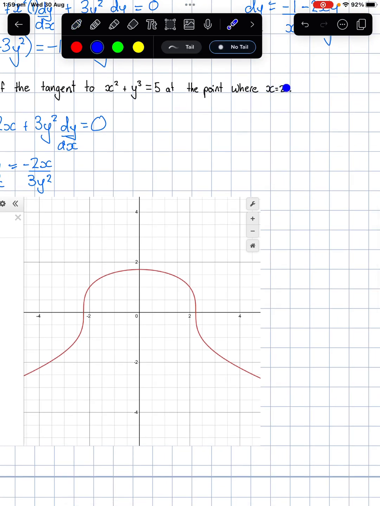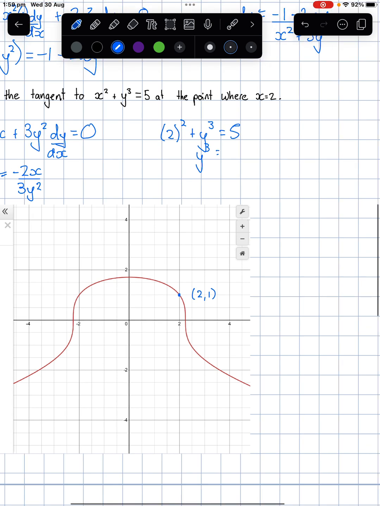This problem says at x equals 2. So we're looking here at 2, there's this value, and I can tell you it's going to be 1 just from looking at the graph. So we've got this value here of 2 and 1, but let's just double check. So that means here we'd be looking at 2 squared plus y cubed equals 5. And so y cubed equals 5 minus 4, which gives us 1. Therefore, y equals 1. So we've got that coordinate there.